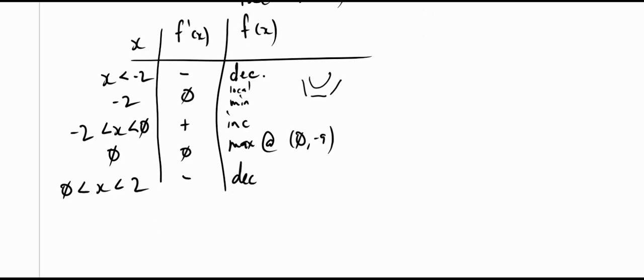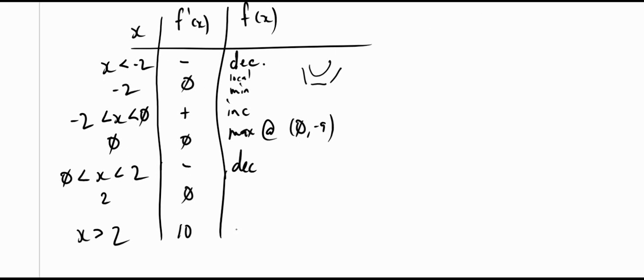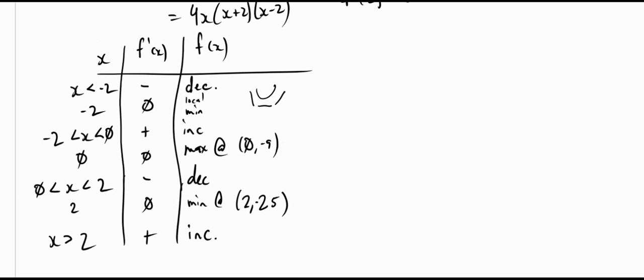Now we're starting to paint a picture of what this curve looks like. So at 2, it's 0, and when it's greater than 2, I pick a value, pick 10, positive, positive, positive. And so it's increasing. And so it was decreasing, 0, and increasing, so it's a local min. And I've already figured out what that point is. Oh, negative 25. Okay, I think we have all the information we need. I think we have all the details.